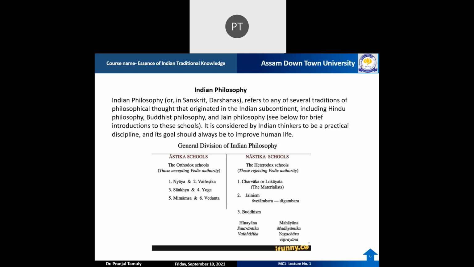We can divide Indian philosophy into two parts. The first part is called Astikas. These are the people who accept the Vedic authority. They think that whatever is written in the Vedas is the main essence of Indian philosophy. And there are certain people who don't consider Vedic knowledge as the root of Indian philosophy. There are also certain divisions within these individual sections.